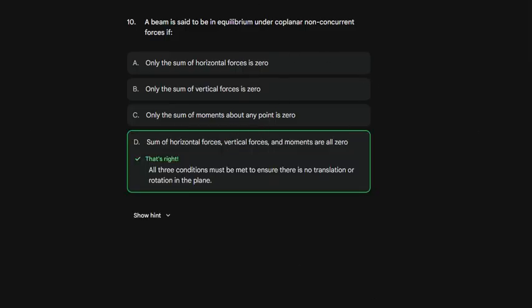So now we have discussed 10 important questions from the force and moment chapter.